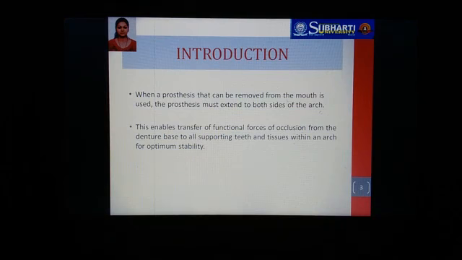if we are talking about a removable prosthesis, it is necessary that the prosthesis extend from one part of the denture wearing area to another part of the denture wearing area. What benefit it provides is that it helps in dissipating the forces evenly throughout. So, when a prosthesis that can be removed from the mouth is used, the prosthesis must extend to both sides of the arch. This is going to enable the dissipation of the forces to both the sides evenly, so that maximum stability can be obtained.